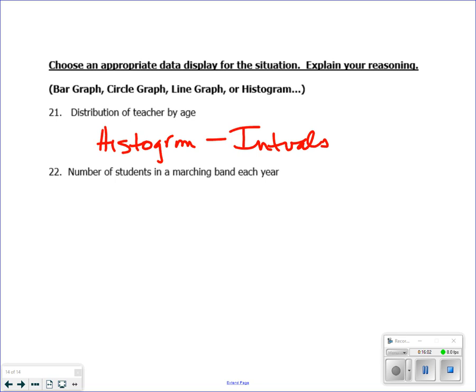Number of students in the marching band each year. So anytime you're talking about something over time, you should always use a line graph over time. That is it.